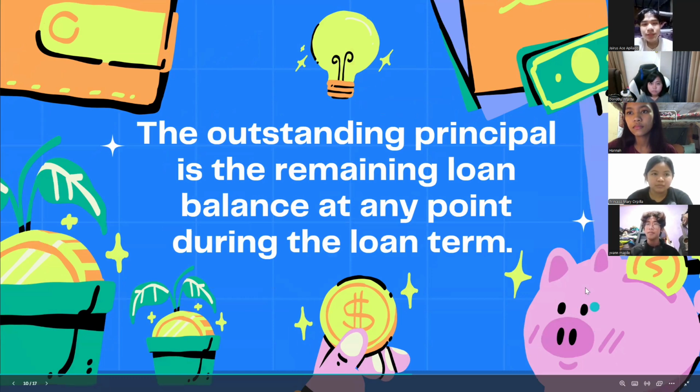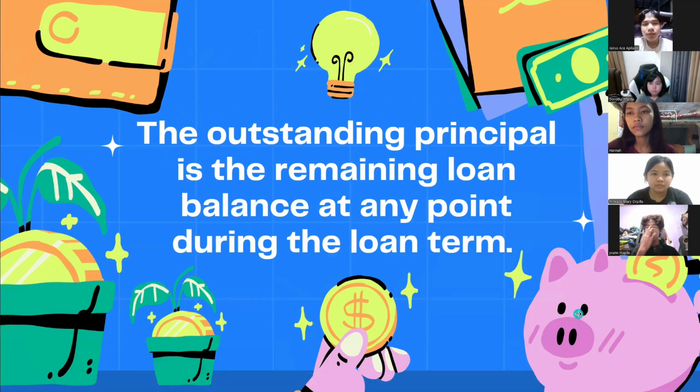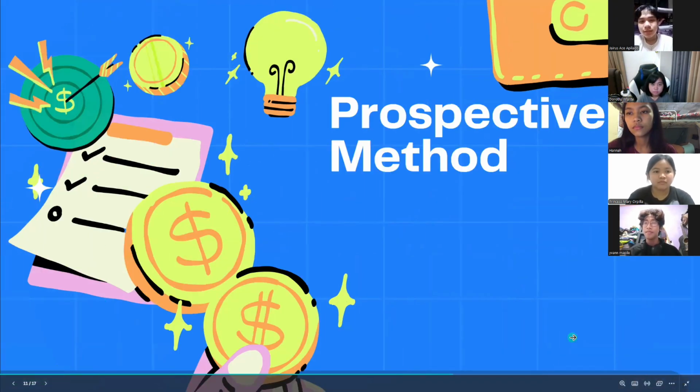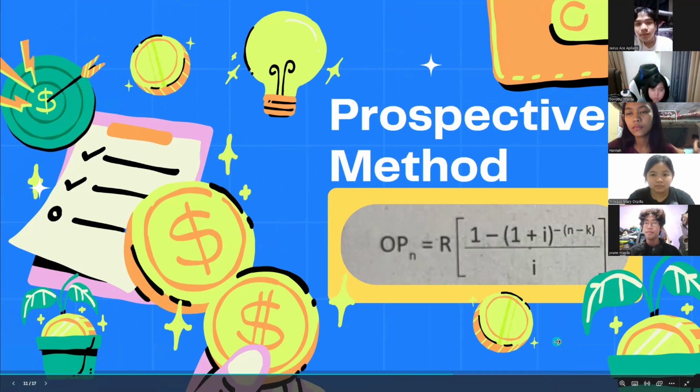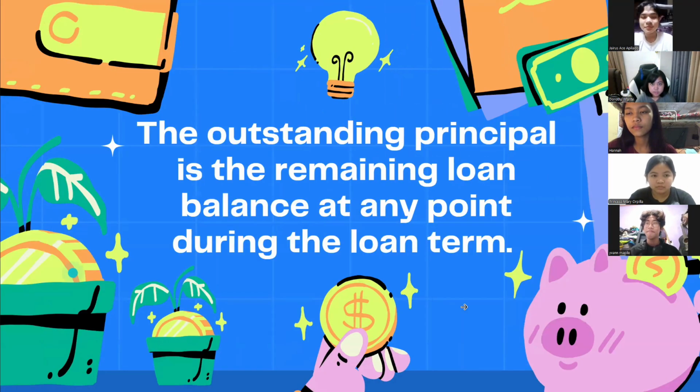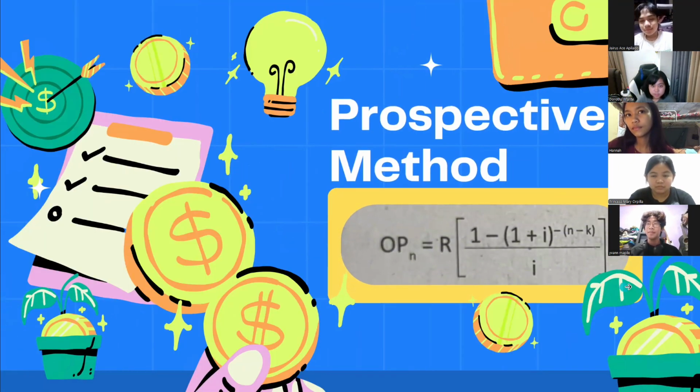The outstanding principal is the remaining loan balance at any point during the loan term. Okay, next we have the prospective method, which is one method to get the outstanding principal. And the formula for that is outstanding principal sub k equals R times the quantity of 1 minus the quantity of 1 plus i raised to negative the quantity of n minus k, over i.